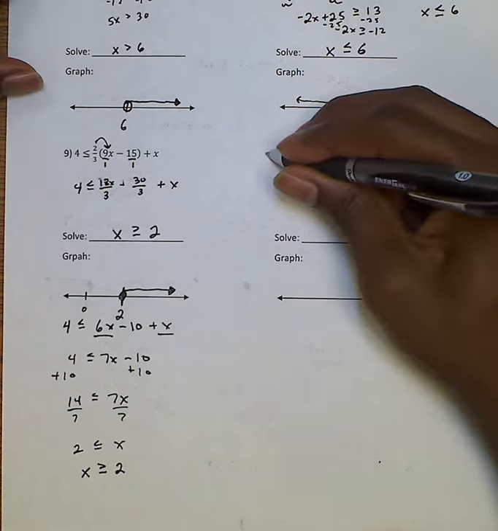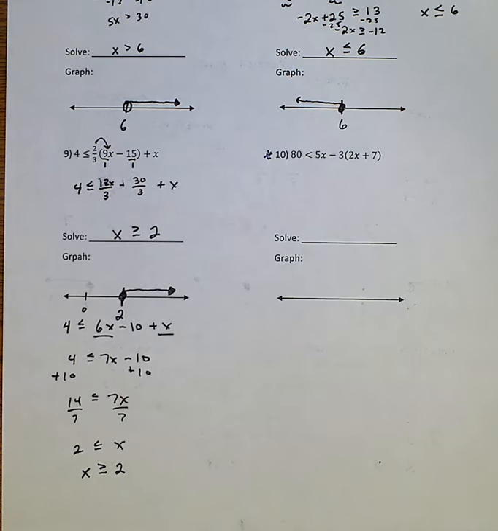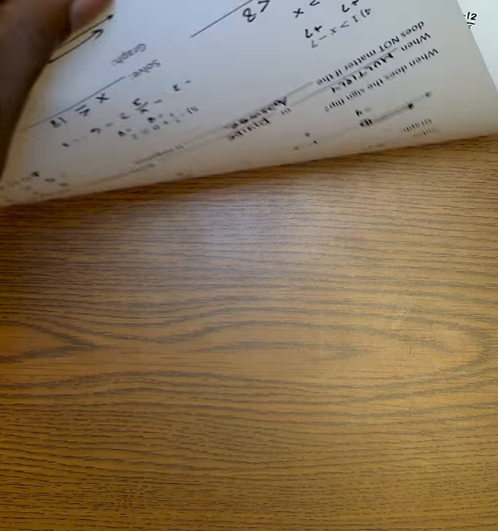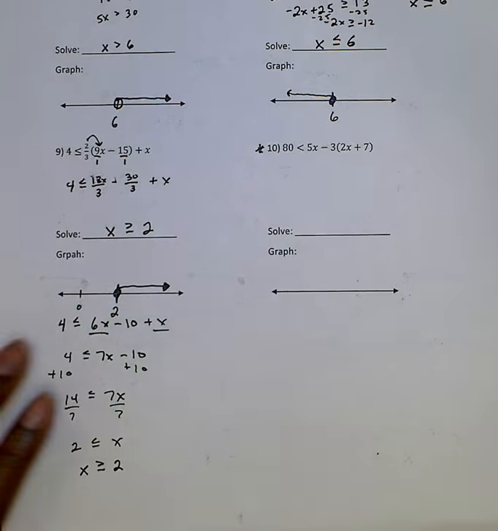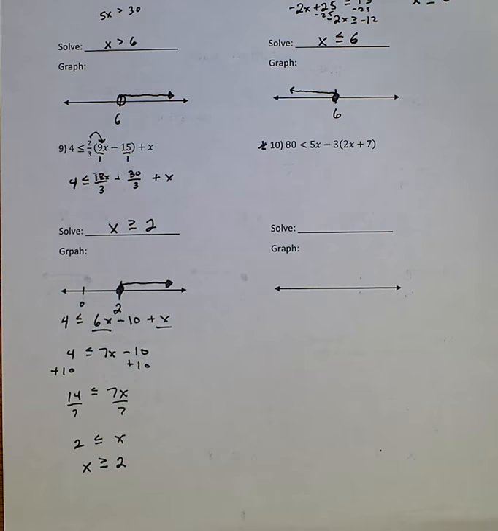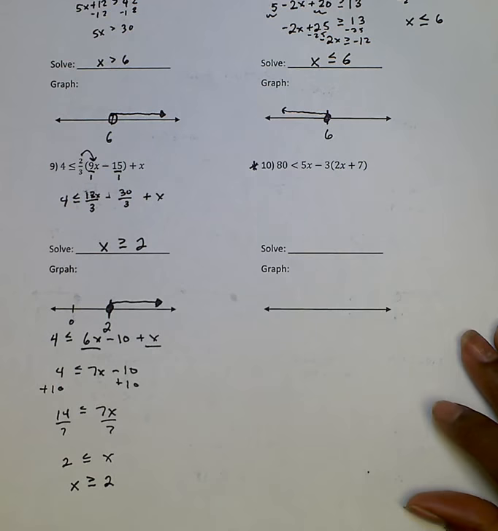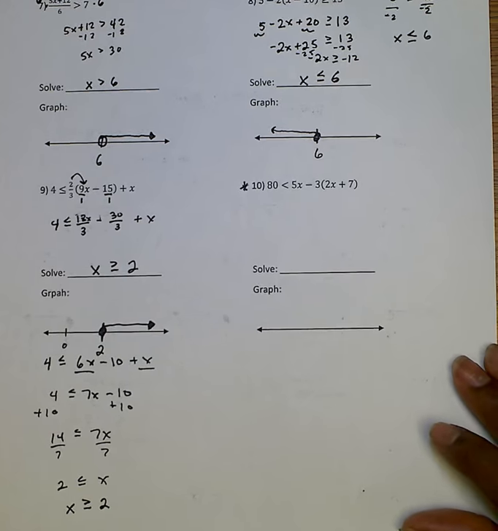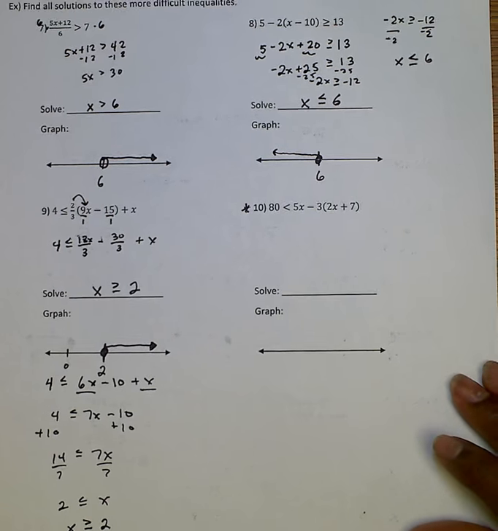Okay, and I'm leaving number 10 for you guys to do, so make sure you do that. Also, make sure you have number 6 done. Okay. So you see that solving inequalities is not very different from solving equations. The major difference happens when we multiply or divide by a negative number, we have to remember to flip the sign. Okay. I think that's it.